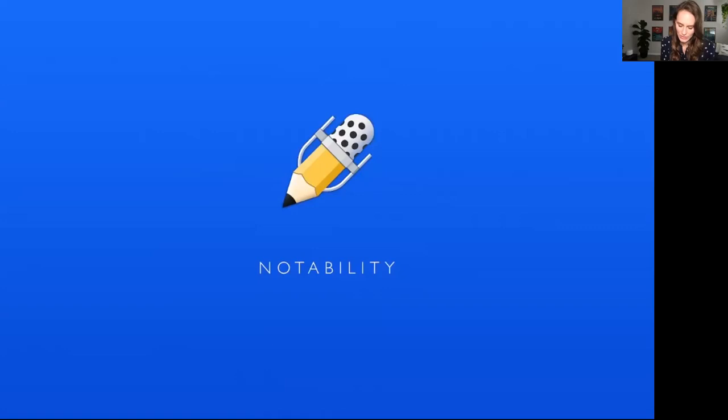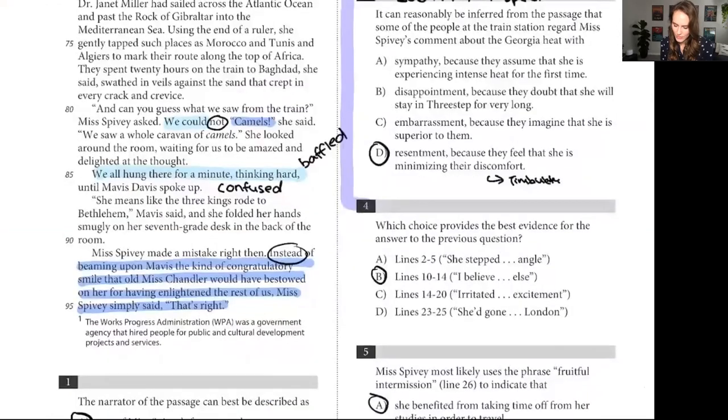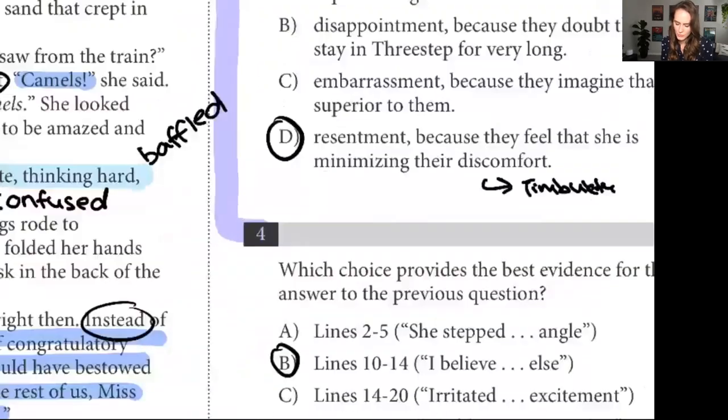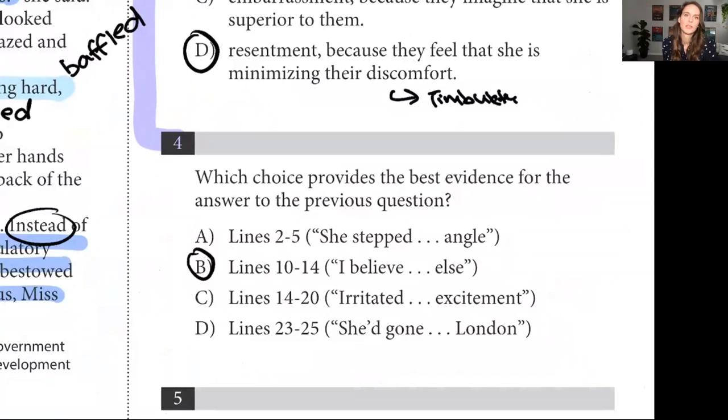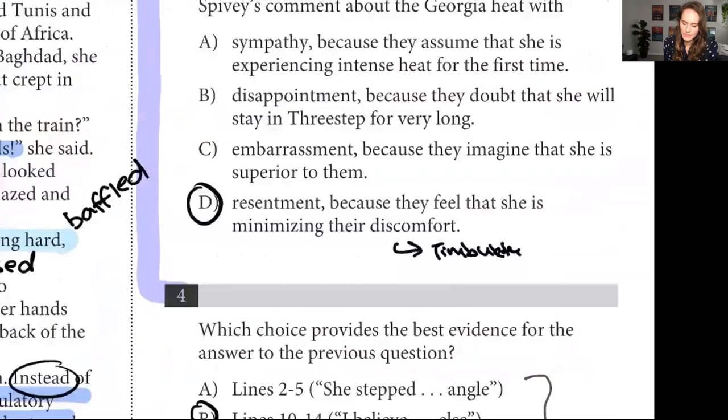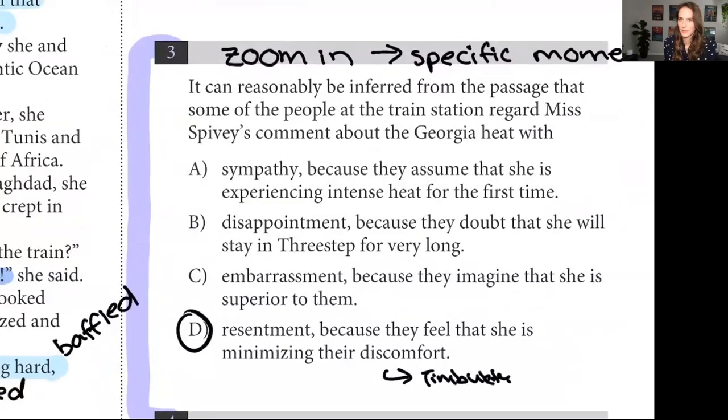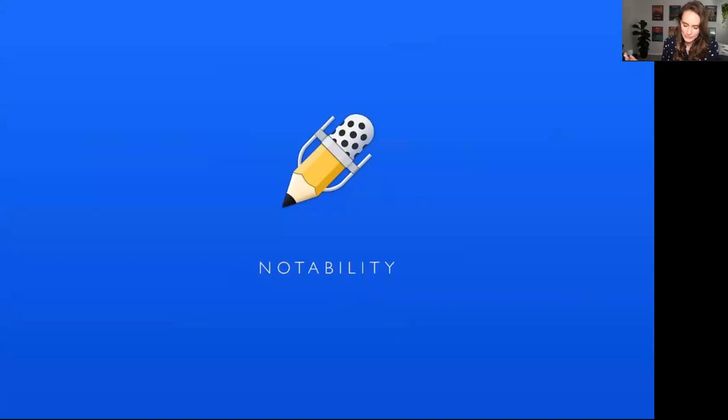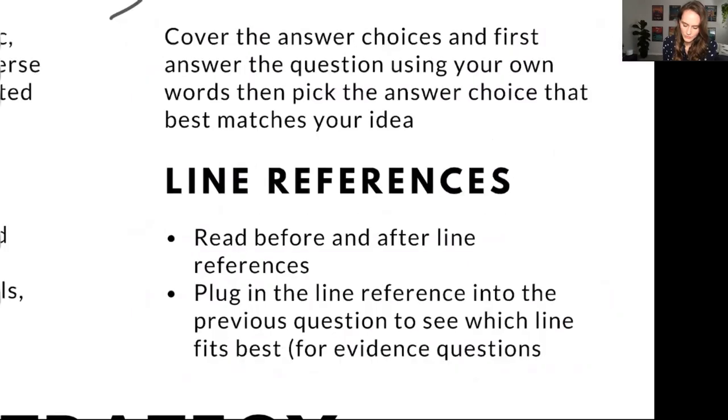So we can look here in practice test 10 for an example of that kind of question, where it says which choice provides the best evidence for the previous question. So you can plug in all these line references into this question. It can be reasonably inferred, and then match up those answer choices to the line reference that you picked. But I will go into more detail with that during a different session when we go through each question in detail. So that's for line references.